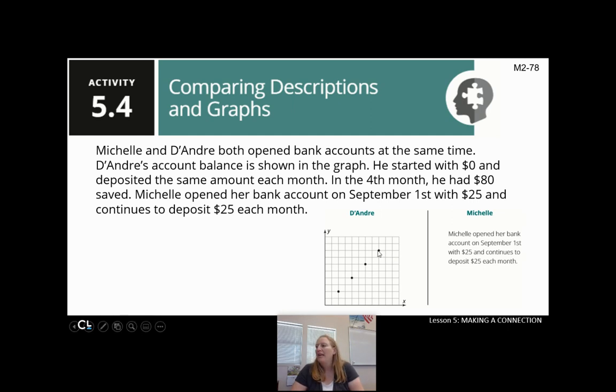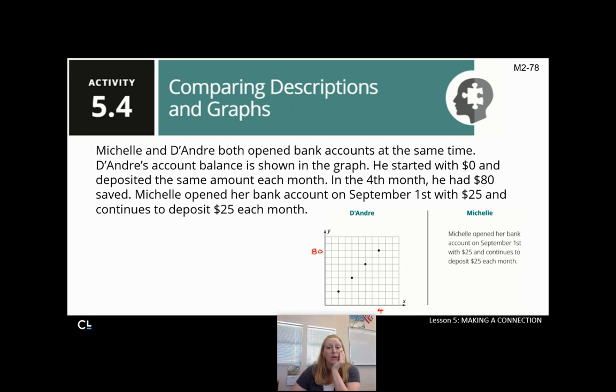In the fourth month, and I'm going to make a little note of that, in the fourth month, this last one, 1, 2, 3, 4, he had $80 saved. Good for you, DeAndre. So actually, I'm going to even make a little note of that here. By the time he hit the fourth month, he had $80 saved up. That feels useful and like something I should write down.